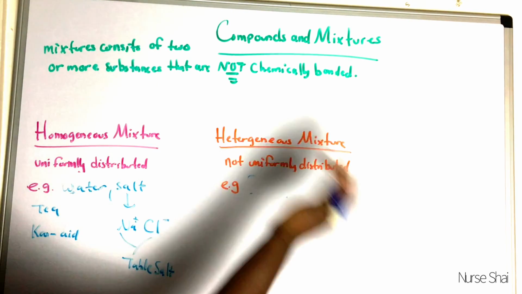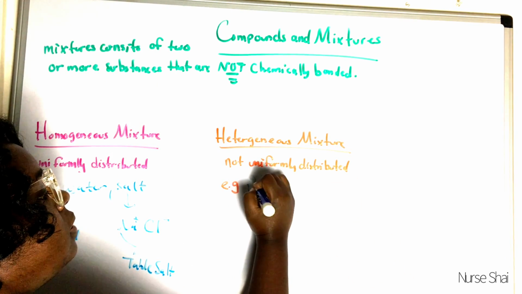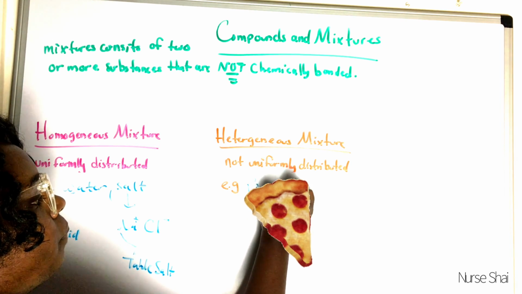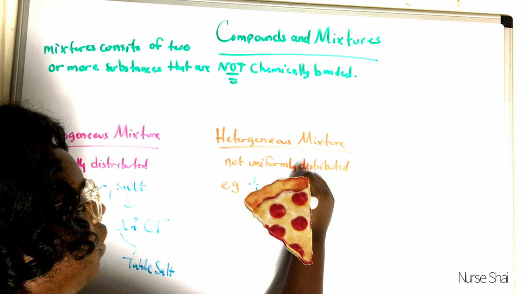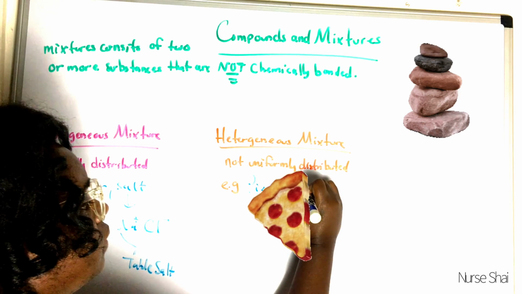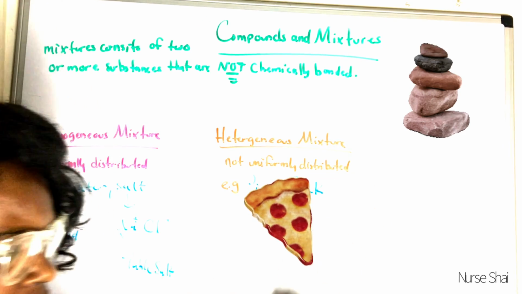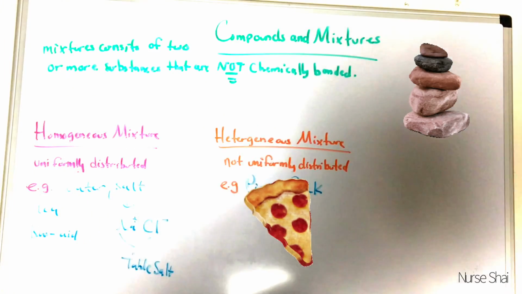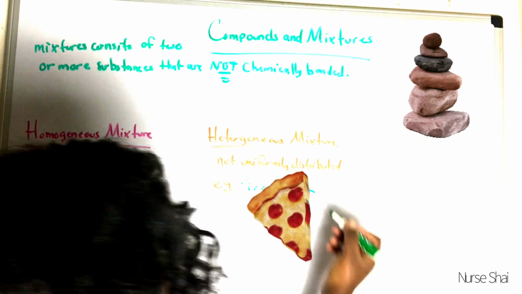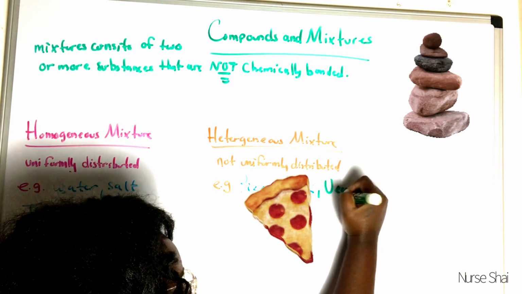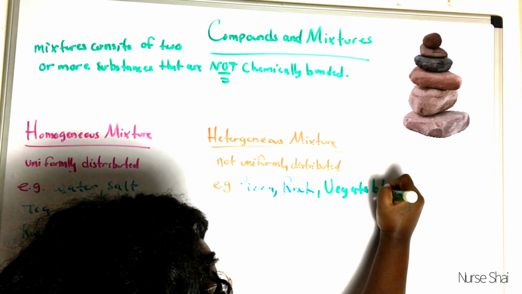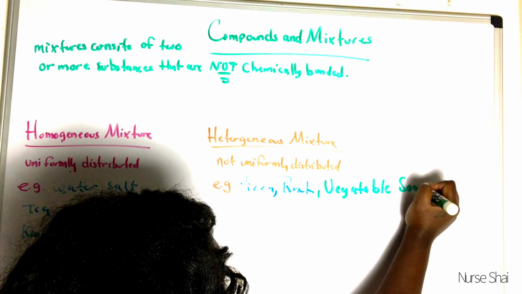It's the opposite of homogeneous. So examples of a heterogeneous mixture would be like pizza, a rock. You guys, my marker is going out. I need to find another one real quick. Vegetable soup, stuff like that.